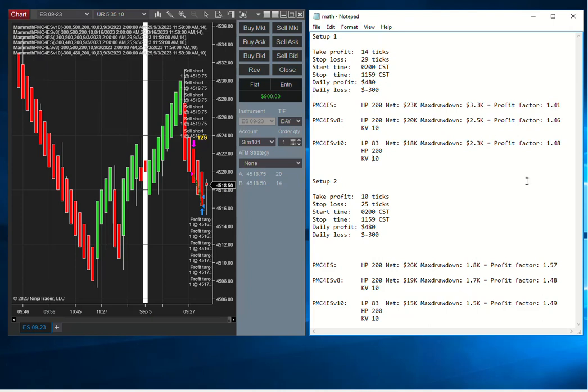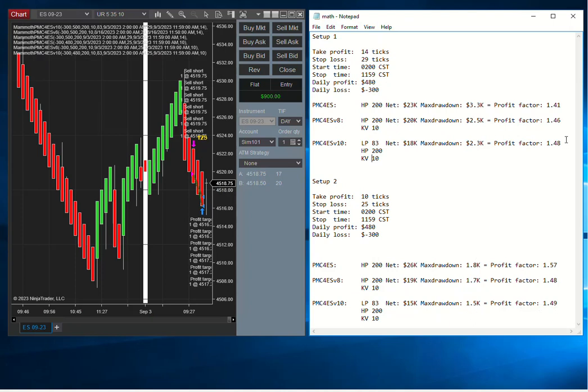It's better than this. Now version 8, you look at 19K versus this, it's close. But drawdown is 1.7K, this one's 2.5K, so you have less drawdown. Profit factor is the same, 1.48, 1.46. Not that much of a difference. Now version 10, you look at net is 15K, less than 18K. Max drawdown, this one's 1.5K and 2.3K. All right, so you have less risk.